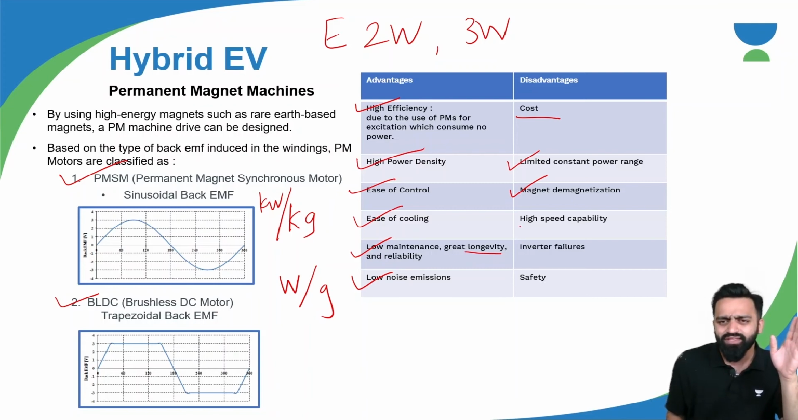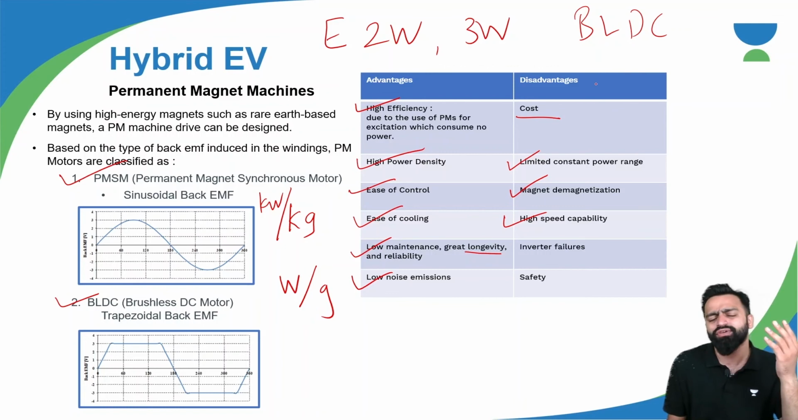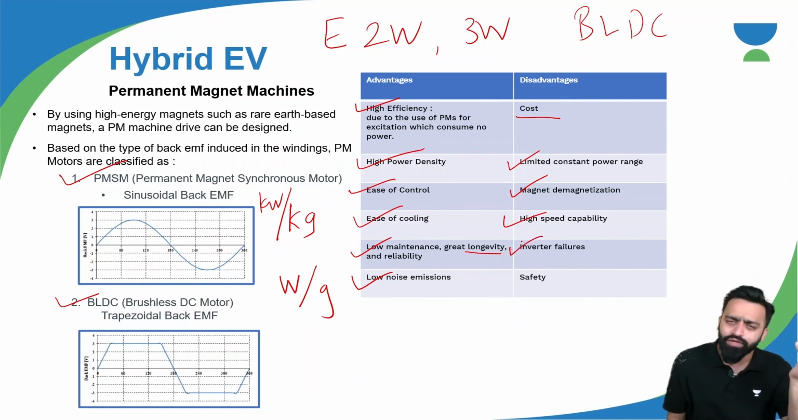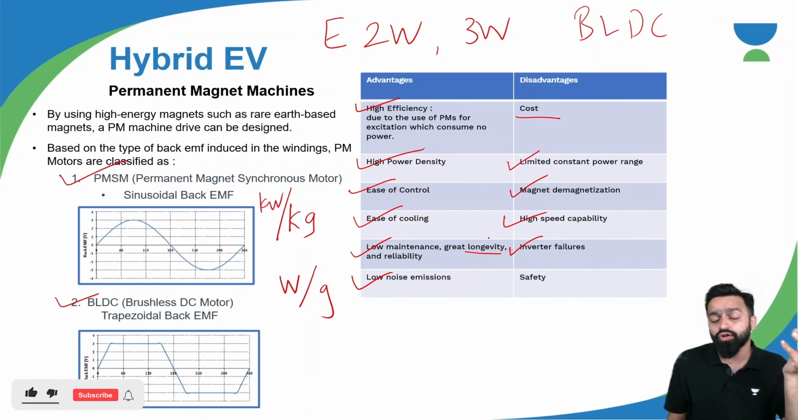Then high speed capability is lesser in this case. Mostly BLDC motors have lesser capability of achieving higher speed. I would even say PMSMs are better than BLDC because PMSMs provide better performance. But we are considering here the advantages and disadvantages for all permanent magnet motors, whether PMSM or BLDC. There is a possibility of inverter failure because it is an electronic component, so there is a little bit of an issue if you are not using good quality inverter components, and of course safety is a concern.